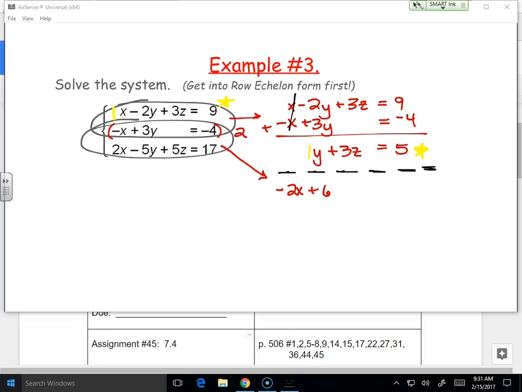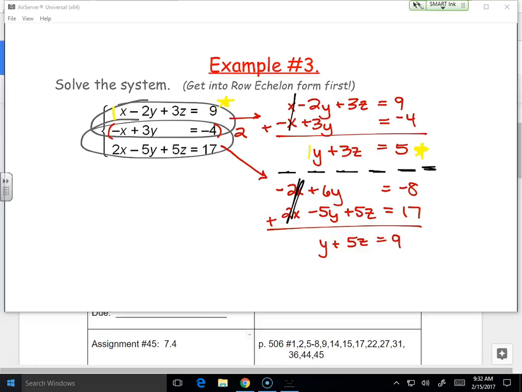Make sure you distribute. You've got to be careful of your math. Negative 2x plus 6y equals negative 8. Are we all right? 2x minus 5y plus 5z equals 17. We set it up in order to eliminate. 6 minus 5y is y, plus 0 plus 5z is 5z, 17 minus 8 is 9. He's a keeper. No, he's not.